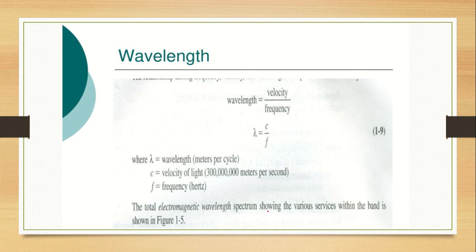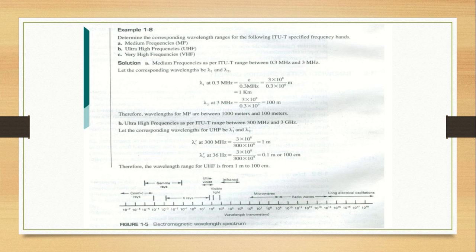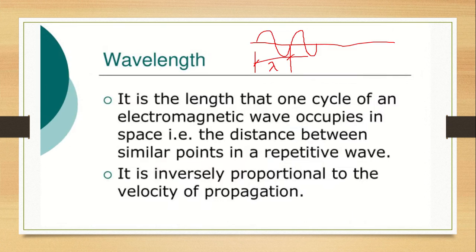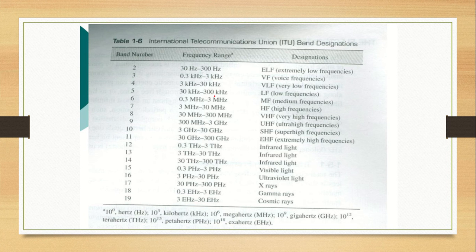The total electromagnetic wavelength spectrum showing the various services within the band is shown in Figure 1-5. This is the one that we have shown earlier in the electromagnetic frequency spectrum. So we have here some sample problems, class, to calculate. Determine the corresponding wavelength ranges from the following ITU specified frequency bands: for example, medium frequency MF, ultra high frequency UHF, very high frequency VHF. Solution: for medium frequency, as per ITU, it ranges from 0.3 megahertz up to 3 megahertz. So you just refer to it here. This is the one mentioned in the problem, that is medium frequencies.